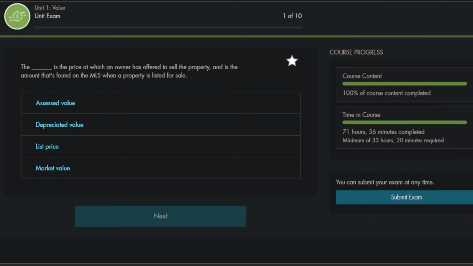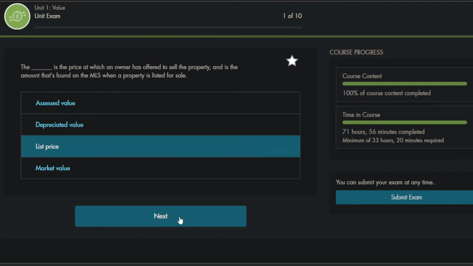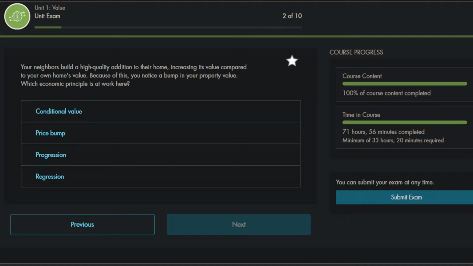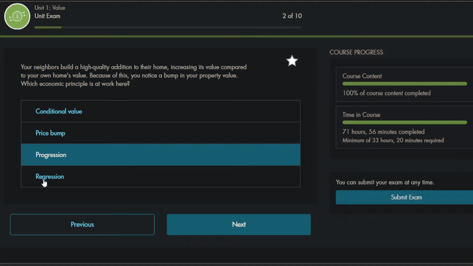All right. The blank is the price at which an owner has offered to sell the property and is the amount that's found on the MLS when a property is listed for sale. That is our list price. Your neighbors build a high quality addition to their home, increasing its value compared to your own home's value. Because of this, you notice a bump in your property value. Which economic principle is at work here? Progression. It's not regression, it's not price bump, it's not conditional value. Regression is the only other word that we've learned in this unit.